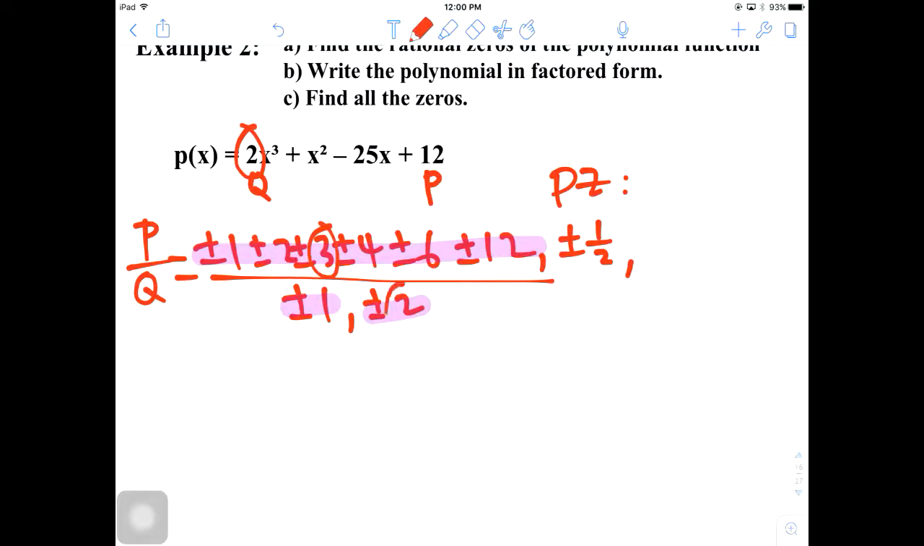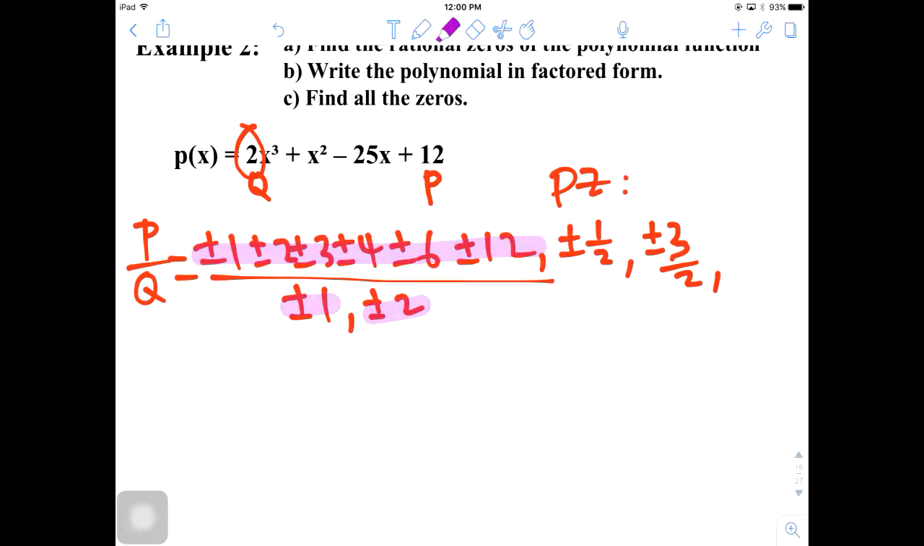Then we have 3 divided by 2. That's 3 over 2, so I'm going to add that to the list because that is new. Next we have 4 over 2, which is 2, and it's already on the list, so we don't need to include it. Then 6 over 2 is 3. 3 is already on the list again, so we're not going to add that either. And then finally, 12 over 2 is 6. It's already on the list, so we don't have anything else to add.